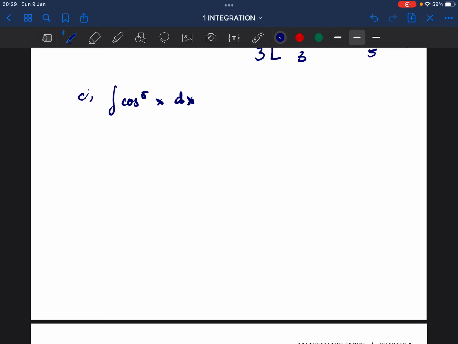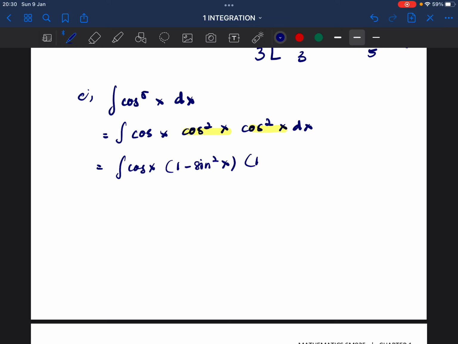Okay, first step is you have to separate. Okay, so macam mana nak separate kan? Okay, yang penting kalau separate kan mesti wujudkan power square. So here we will have cos x cos square x cos square x. Okay, 2 tambah 2 tambah 1, you get 5. So here both of these we are going to change into identity. Okay, so equals to cos x 1 minus sine square x 1 minus sine square x.